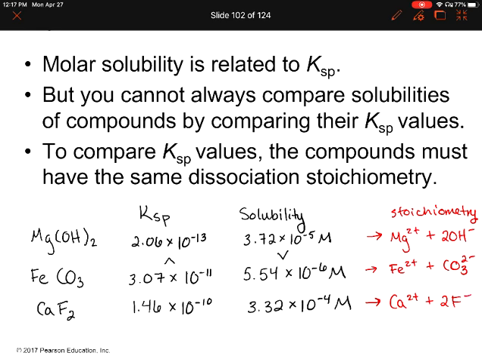That means that we can directly compare magnesium hydroxide to calcium fluoride. We can see that calcium fluoride's KSP value is greater than magnesium hydroxide's, and its molar solubility is greater than magnesium hydroxide's. So those two are directly comparable. KSP is a little tricky that way. It's only really useful for comparing similar ionic compounds.